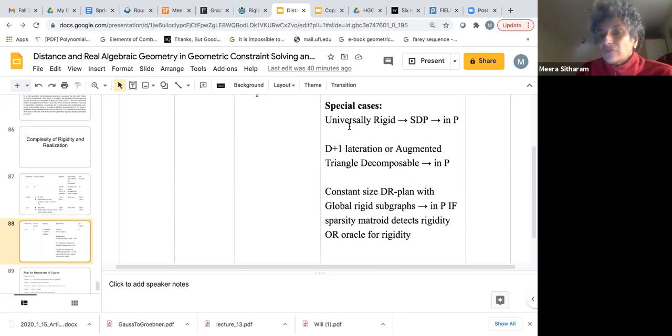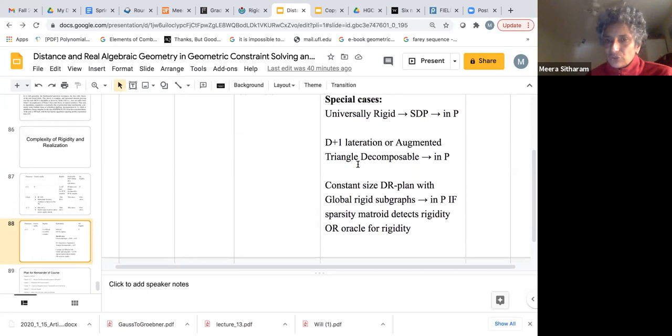And so if you happen to know that the set of distances that you have been given represents a universally rigid framework or universally rigid realization, then you have a polynomial time algorithm to find it. Special examples of those are these D+1 lateration graphs or augmented triangle decomposable graphs. They're all special cases of these universally rigid ones.